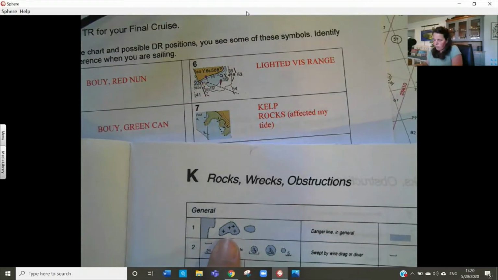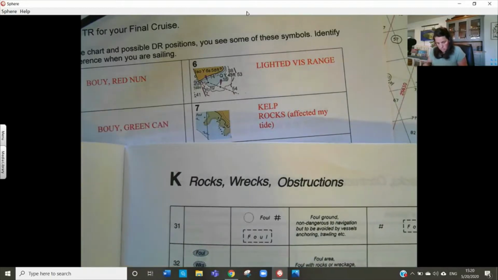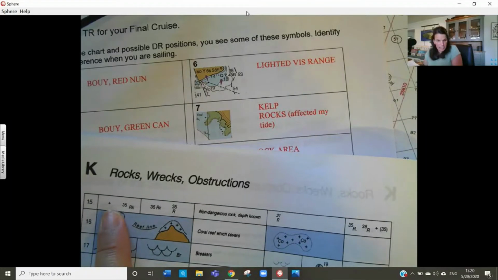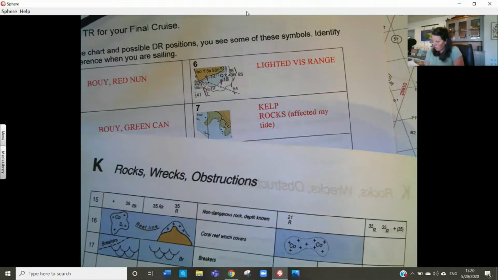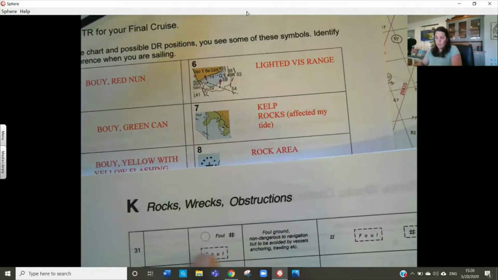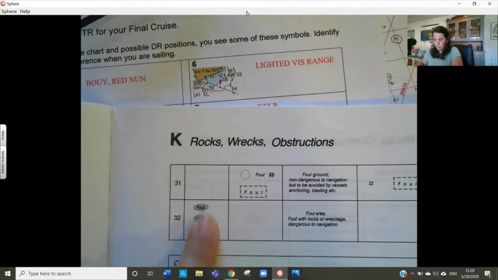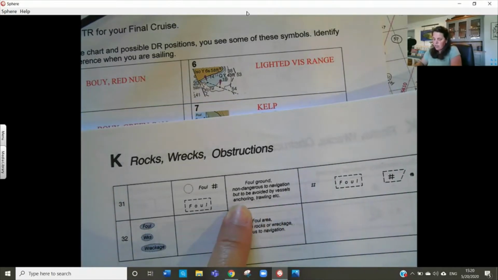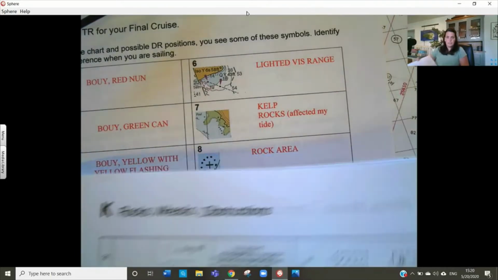So you have a few plus signs, which are just a danger. Here, the little plus is a non-dangerous rock. And then we also have that word foul. So just foul by itself, not completely encircled, but it is foul ground. Non-dangerous to navigation, but to be avoided anchoring or trawling in that area. So we have all that going on in that little picture there.